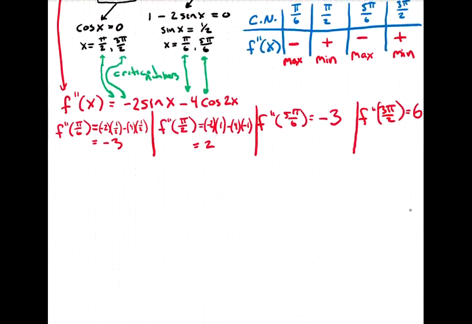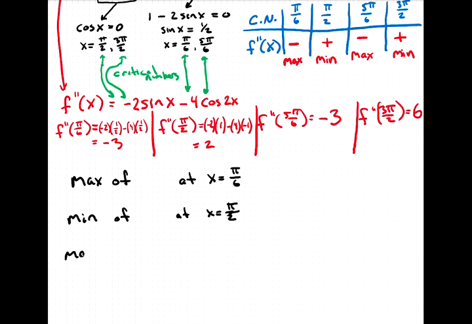So basically, we need to now, we have a max of blank at x equals pi over 6. We have a minimum of blank at x equals pi over 2. We have another maximum of blank when x is equal to 5 pi over 6, and then we have a minimum of blank, we still don't know, when x is equal to 3 pi over 2. All right, so we have to plug these x values back into the original function, f of x.